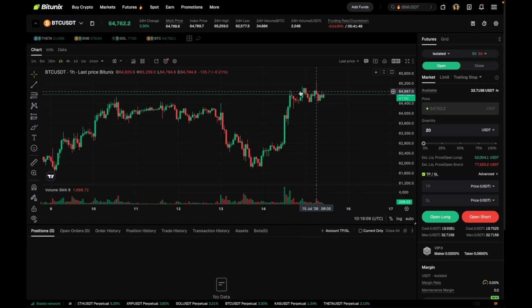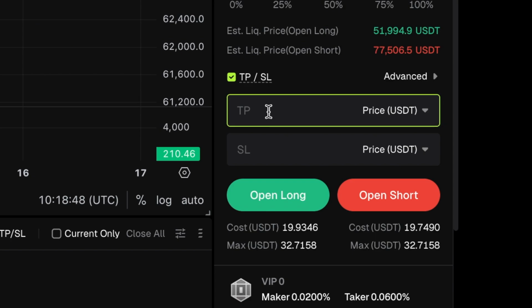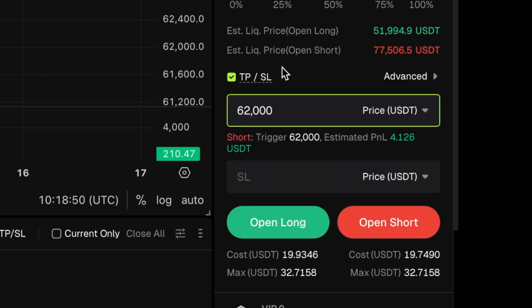Now, I'm not going to sit here and do a load of TA right now, but based on this chart here, let's say we decide to enter a short position. A reasonable target looking at this chart might be somewhere around maybe 62k. So if we go and enter 62,000 in this box here, that now means our short position will close if the price reaches 62,000, and you can see our estimated profit from that right here. Now, you don't have to set a take profit target, but I generally recommend it because it takes a lot of emotion out of the trade, which is always a good idea.